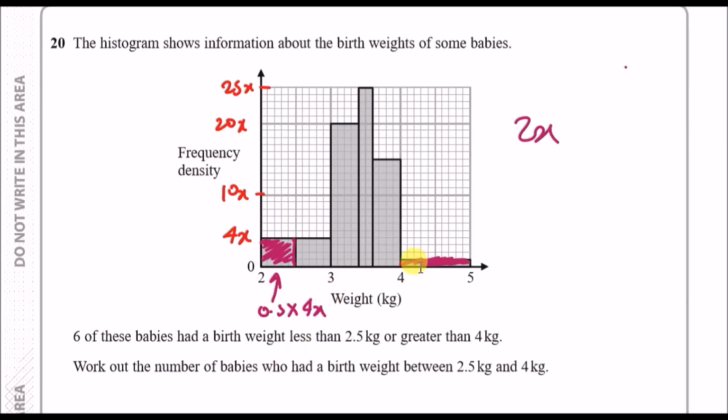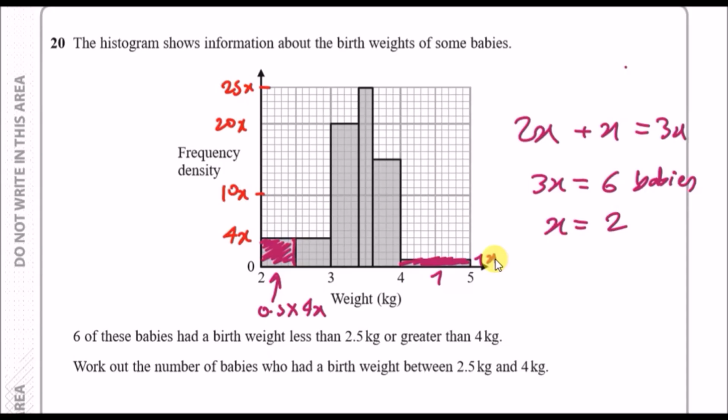And the area of this other purple region, well, it's a width of 1 and a height of 1 block, so 1x. So it's 1 times 1x, which is 1x. So 2x plus x is 3x. That means 3x must equal 6 babies. And that means, dividing by 3, x equals 2. So that means this x value is 2.